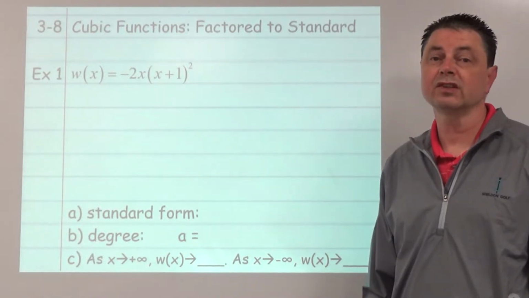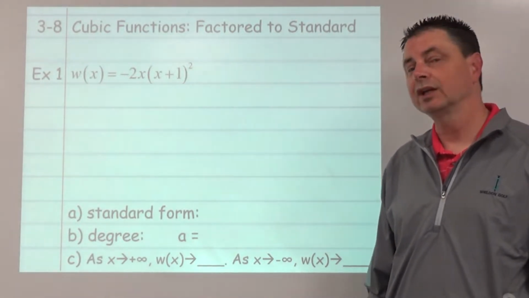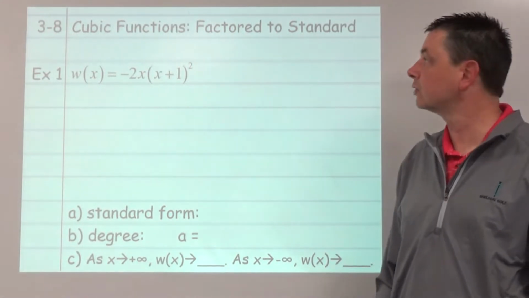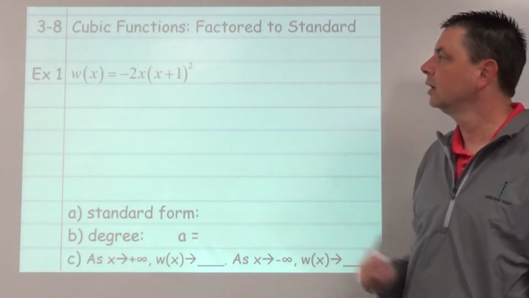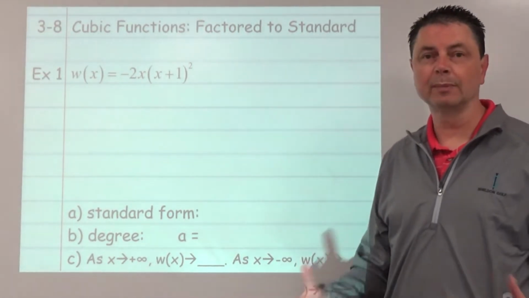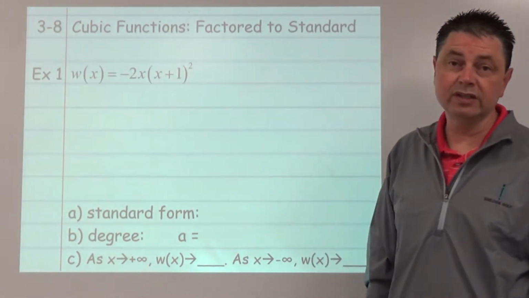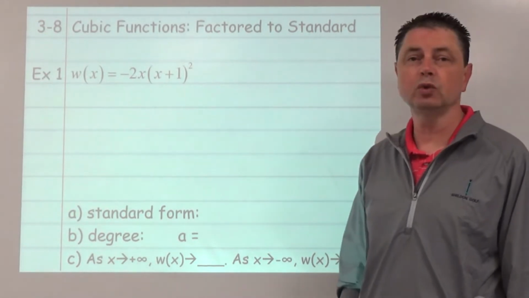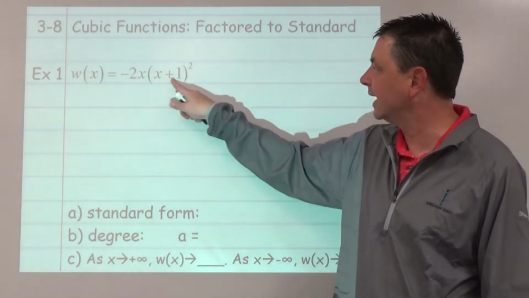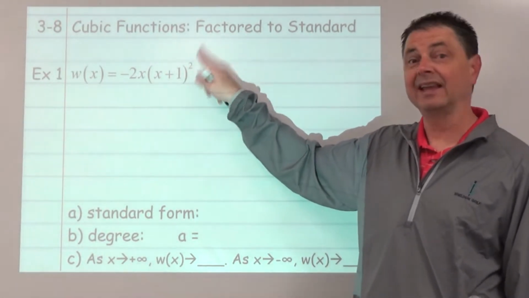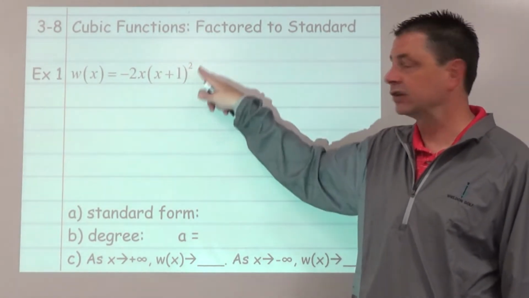Hartman Math. This is lesson 3-8, where we're taking cubic functions from factored form into standard form. And that generally means we're just going to multiply it out. We've got our function, for example, number 1, w of x equals negative 2x times the quantity x plus 1 squared. And that is where we're going to get started with the squaring.